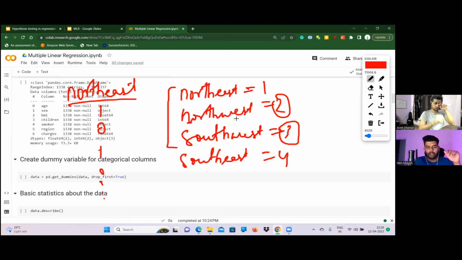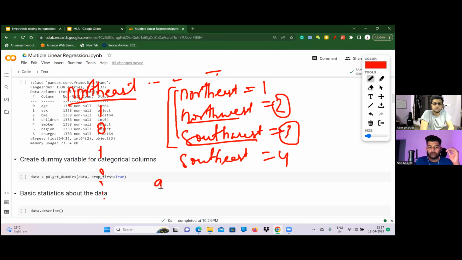Similarly, we can do it for northwest. Similarly, we can do it for southwest. But let's say northeast, northwest, and southwest are all 0. What does it mean? It means that the person does not belong to any of these 3 regions, so by default, they belong to the southeast. That is why we do not write a separate column for this.